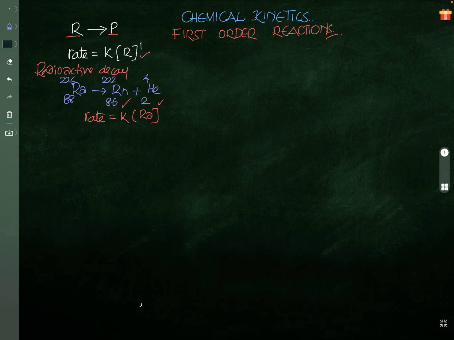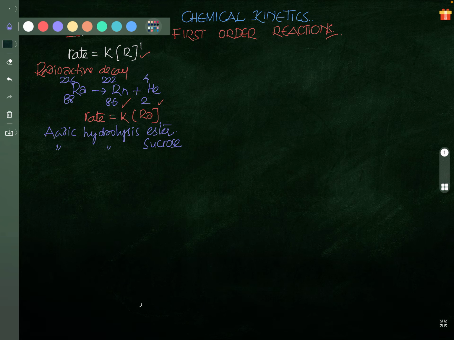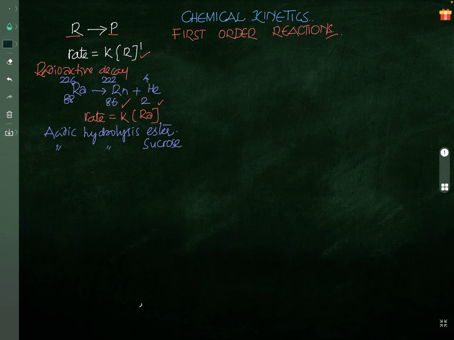Or you can go for acidic hydrolysis of ester. Correct? Ester hydrolysis in acid medium. Acidic hydrolysis of sucrose, all these are going to be first order reactions. And hydrogen peroxide decomposition, N2O5 decomposition, okay, N2O5 decomposition to form N2O4, or you say 2NO2 plus O2. It's going to be again a first order reaction.